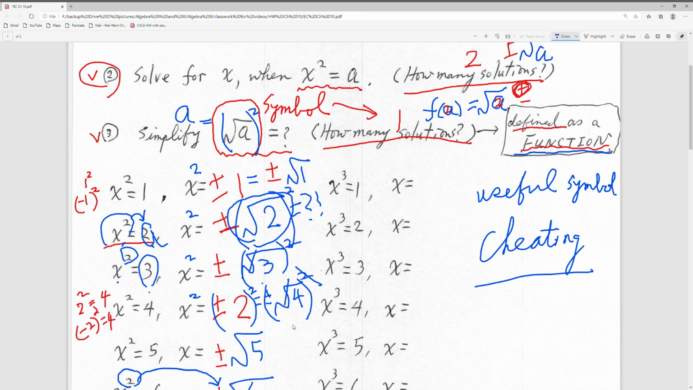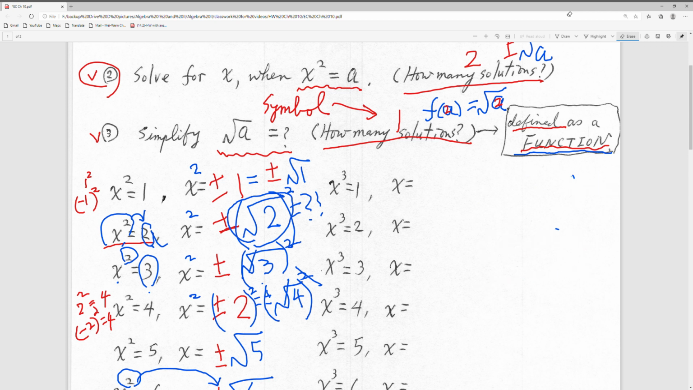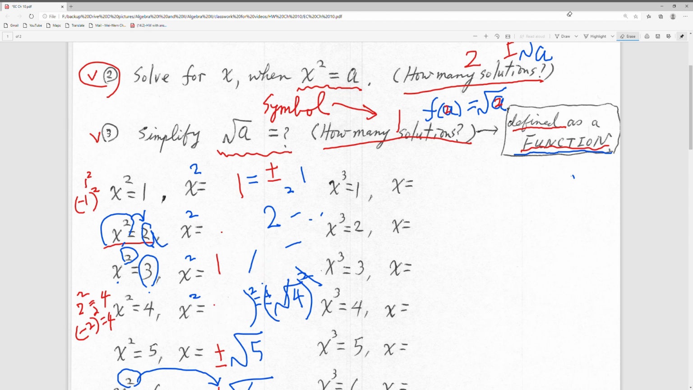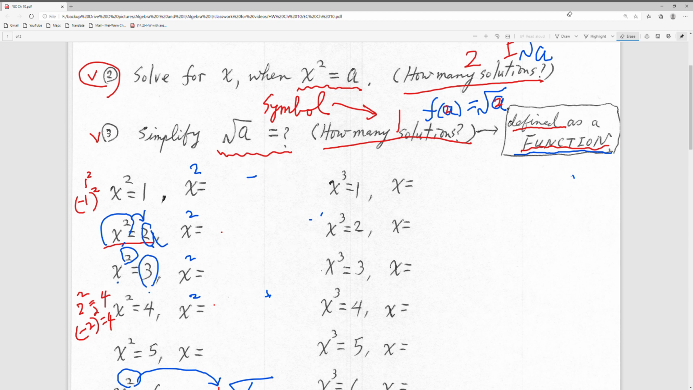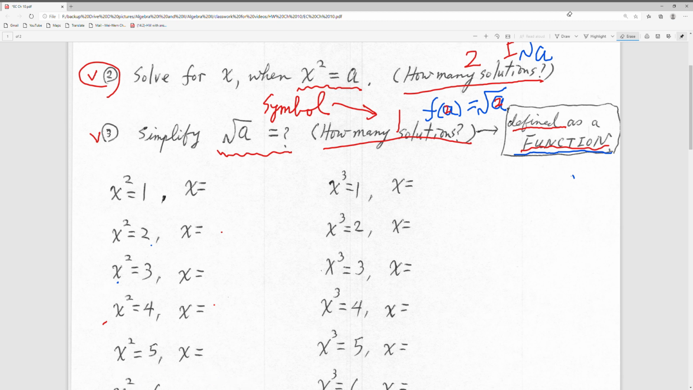Okay, so let me erase those marks to make everything easier to read, so when you go back to read, it's easier. Okay. Now keep going, we talk about the cube.